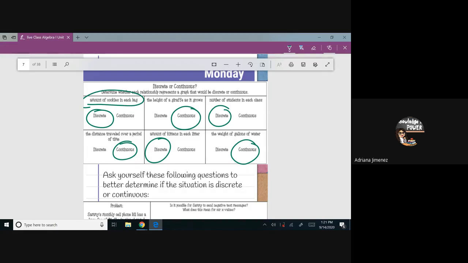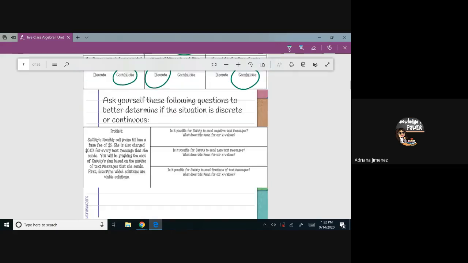All right. So far, I need somebody to check the chat or whatever and let me know, is everybody okay with just being able to say if it's discrete or continuous? Does anybody have any questions about how to tell if it's discrete or continuous? Okay. No. Thank you. All right, so here we go.